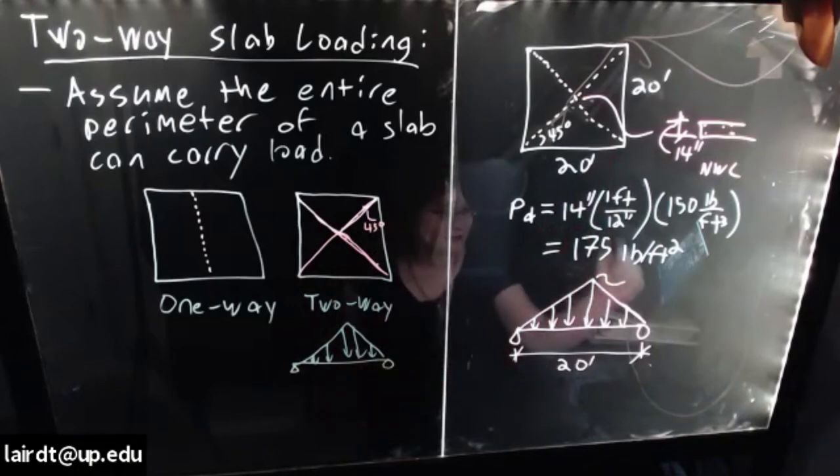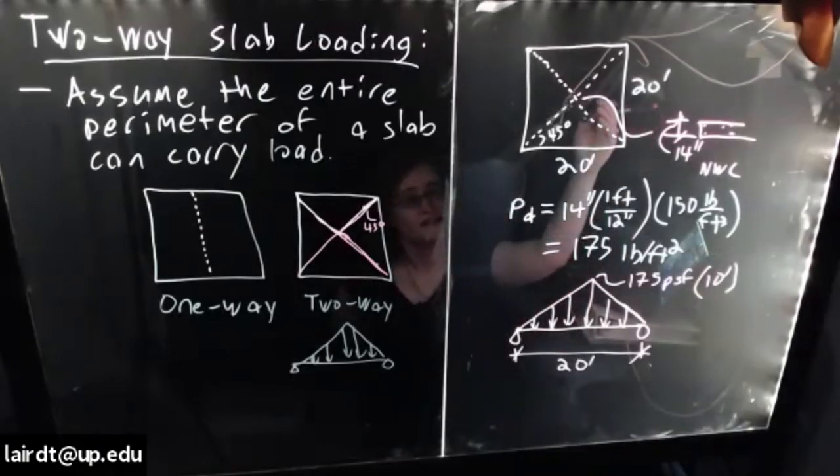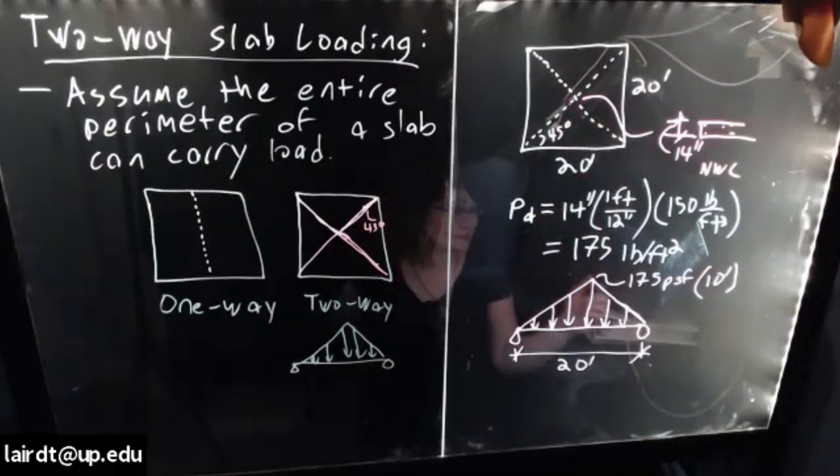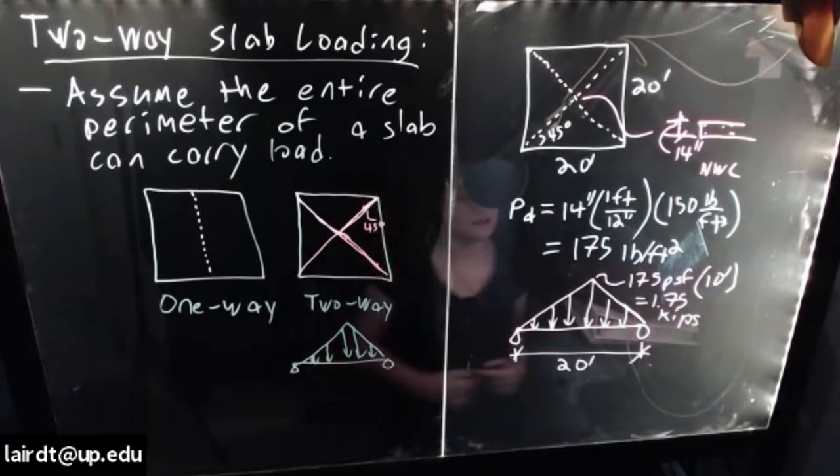And the peak value here is going to be 175 pounds per square foot times the tributary width of 10 feet. Again, we're dividing this in two, and so the maximum width right at the center of this beam is going to be 10 feet, the maximum width of that tributary area. And so that will then come to 1.75 kips if we divide by 1,000. And that's it. And that would be the loading diagram of the beam.